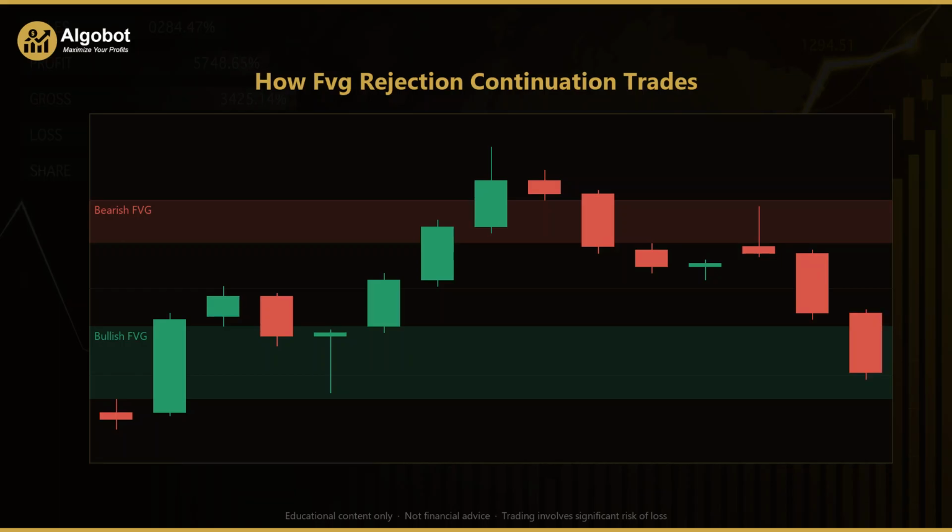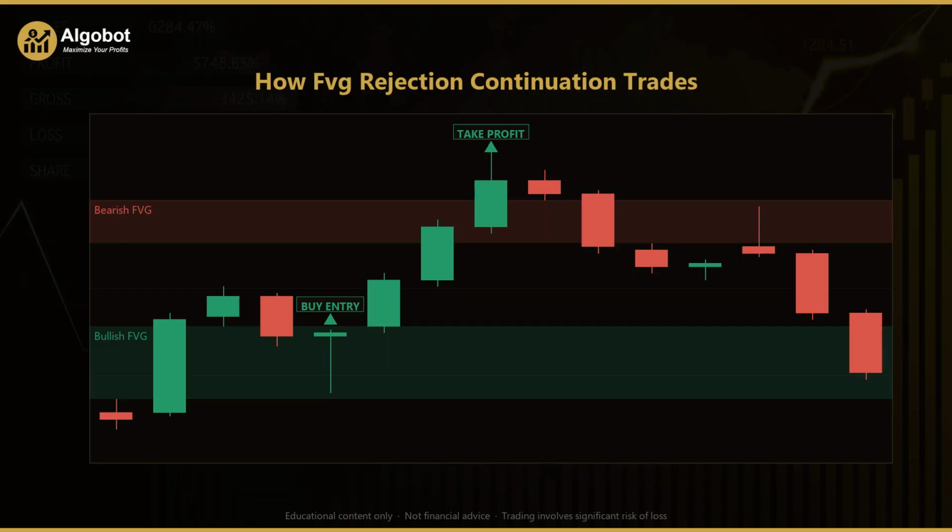From there, price resumes the uptrend, climbing candle after candle until it reaches the take profit level at the top, twice the distance of the risk. The first trade is complete. Now the market shifts. Near the highs, a strong bearish candle drops sharply and carves out a new imbalance, the red shaded box, this time a bearish fair value gap.